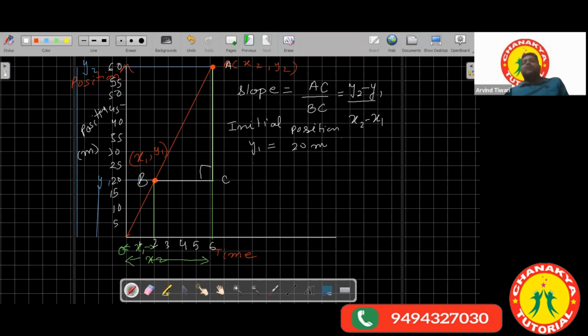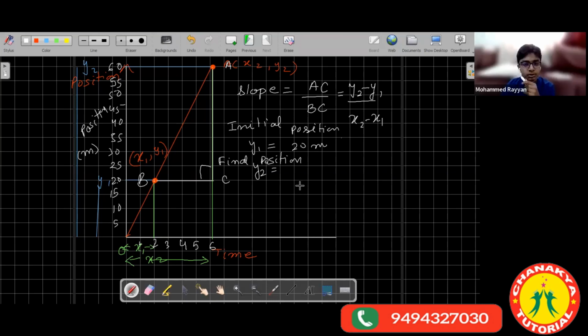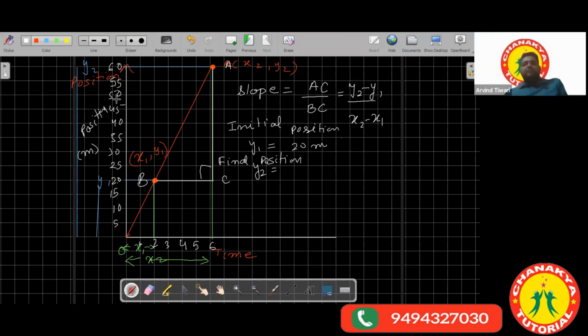Now we find the value of y2. Y2 is the final position. So from this final position A, we have dropped the perpendicular on the y-axis. So what should be the final position? Can you tell the final position? Rayan, what is the final position? 60. So final position is y2, which is 60.